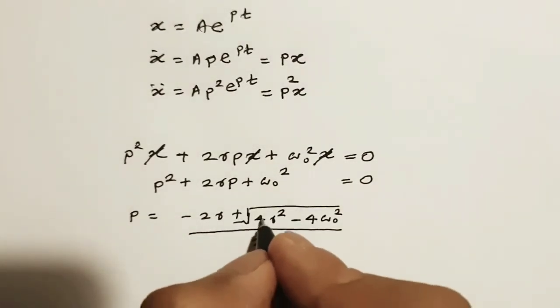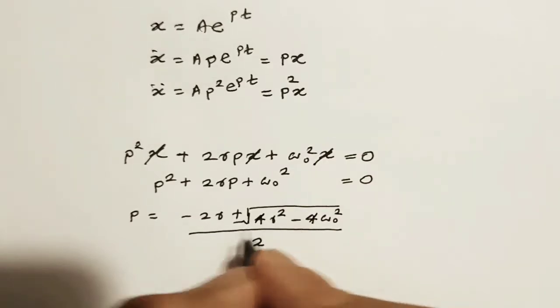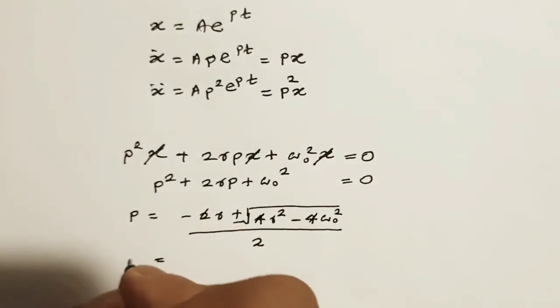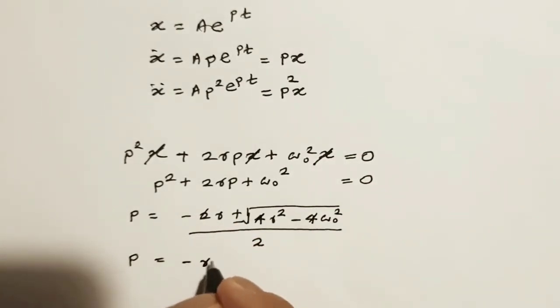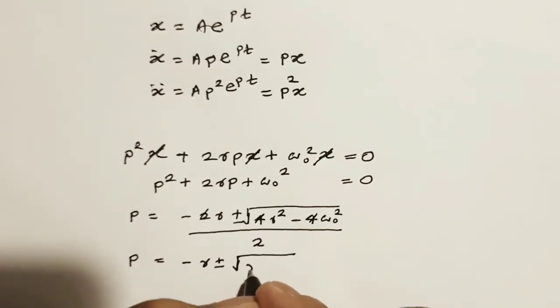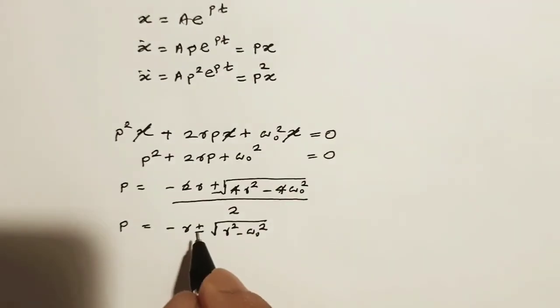So we can simplify these terms down, and we'll obtain that p is equal to minus gamma plus or minus the square root of gamma squared minus omega naught squared. So these solutions can be applied for the damping motion.